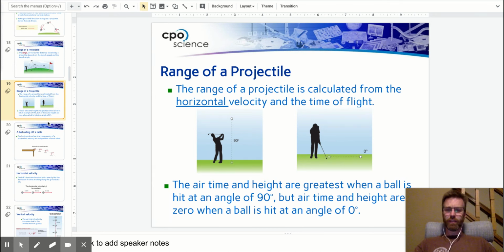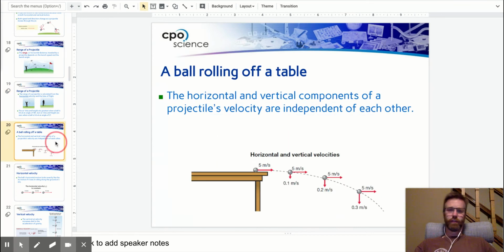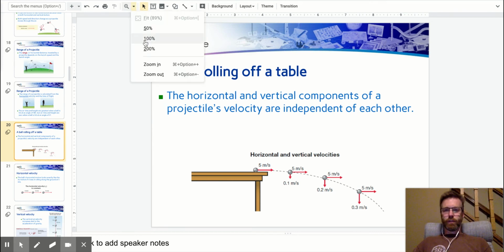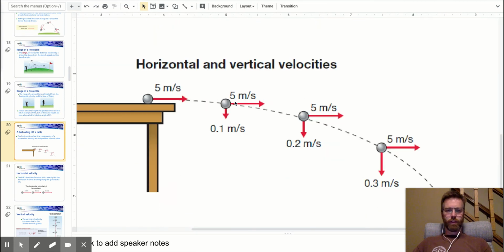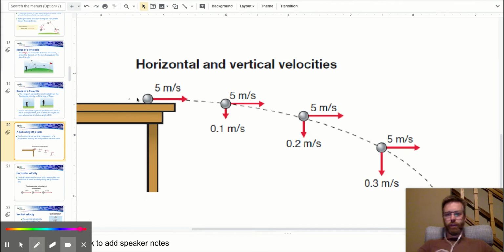Let's get down and talk about the details. This picture is a really useful picture to think about. Now, it's a little bit hard to see, so let me bring it up a little bit. What I want you to notice is the shape of these arrows. As an object travels through the air, like we've been talking about, the horizontal speed doesn't change.